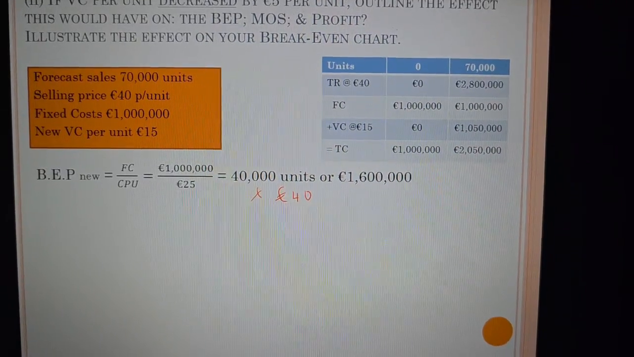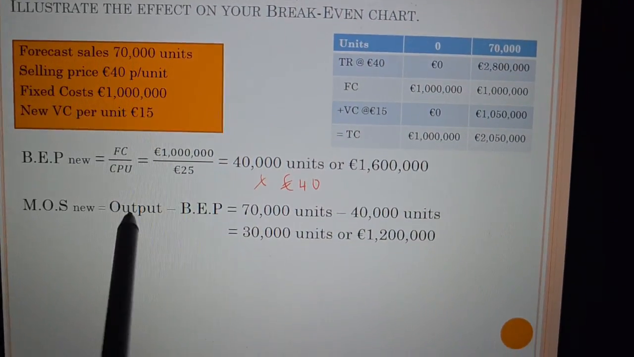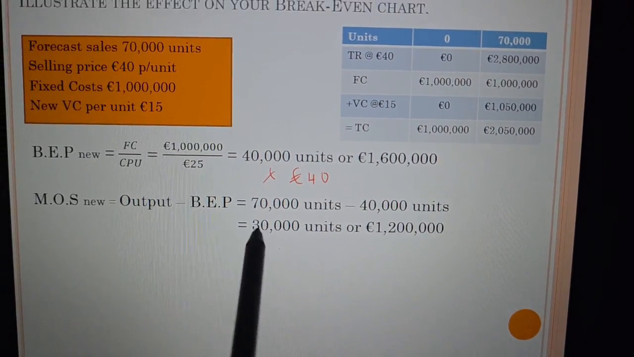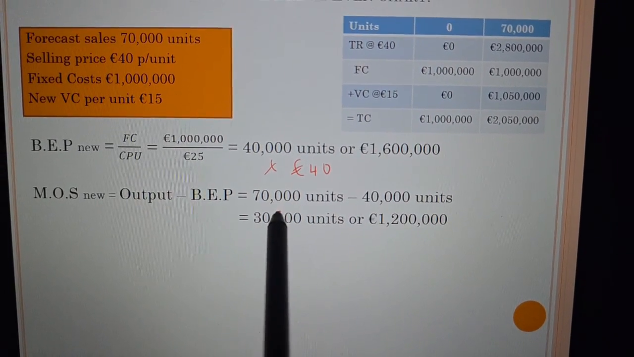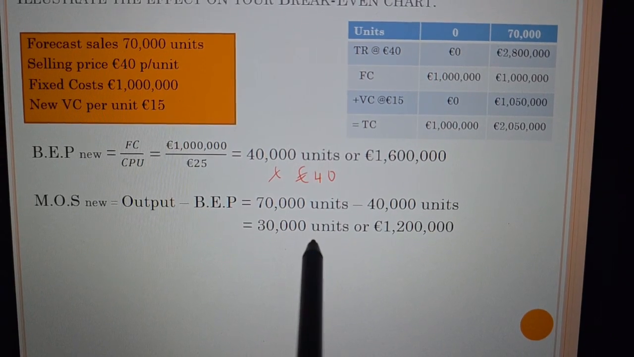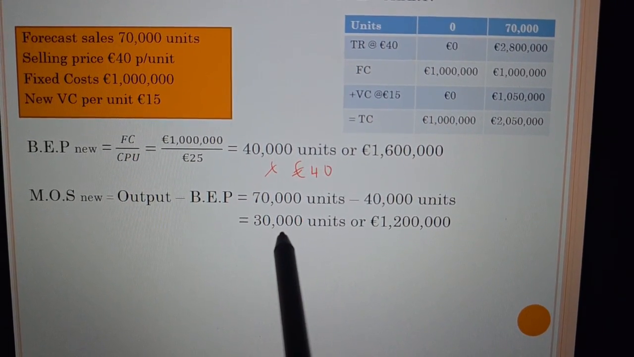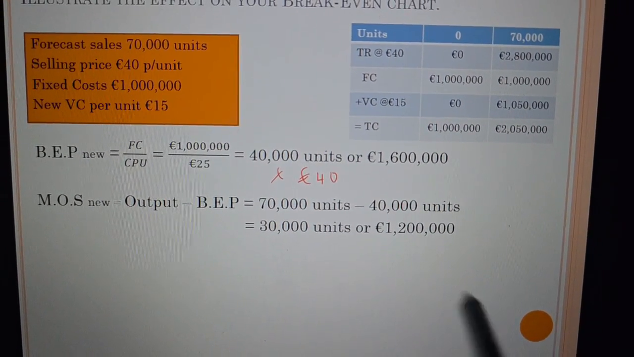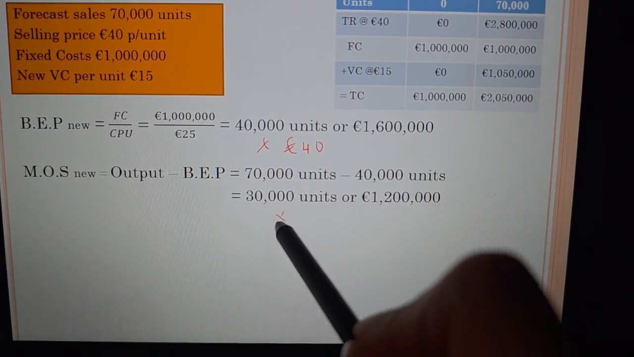Okay, my margin of safety. So it's the forecast output, take away the break-even point. So I plan on producing 70,000 units, take away the break-even point. So 30,000 units would be my safety net. Again, multiply that figure by €40, which is the selling price, and that will give you your 1.2 million there.